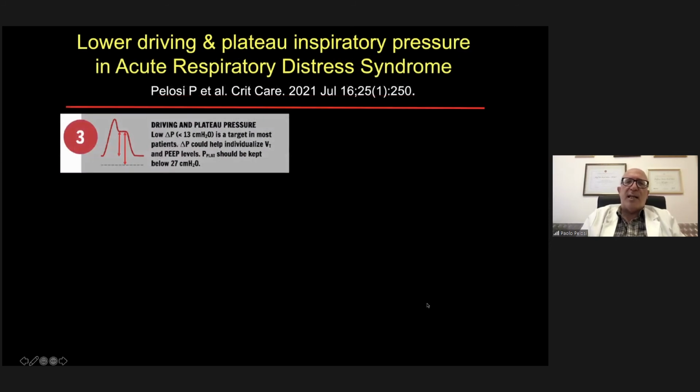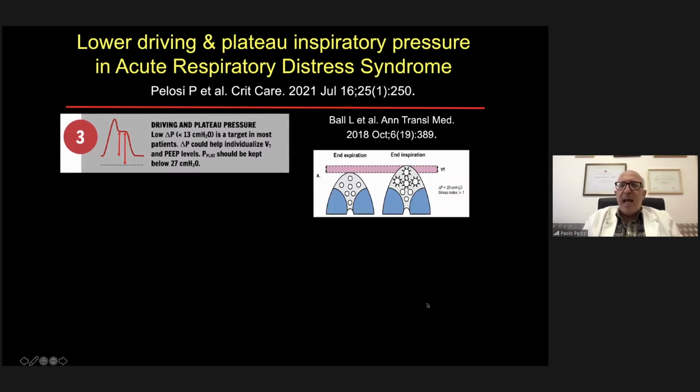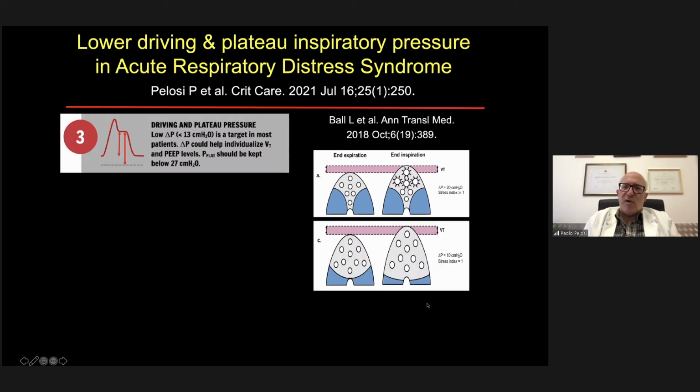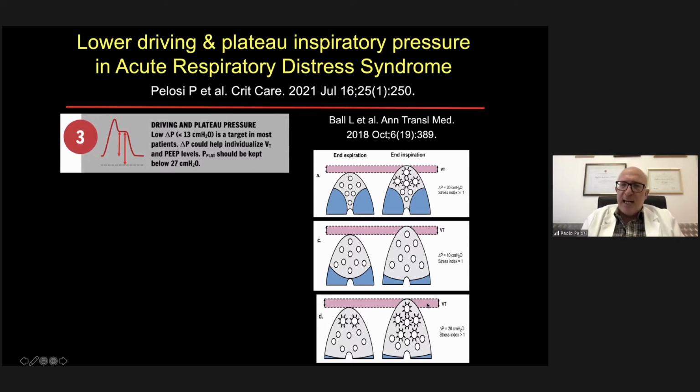The third point is related to the driving pressure, which should be maintained below 13 centimeters of water as a target in most patients with RDS. And driving pressure could help to individualize tidal volume at different PEEP levels, pending that plateau pressure should be kept below 27 centimeters of water. And again, I show you in this cartoon that if we ventilate with the same tidal volume, with a lower amount of aeration, we have an increase in driving pressure, which might be reduced with more aeration, but again, an increase if we apply positive end-expiratory pressure that is too high.